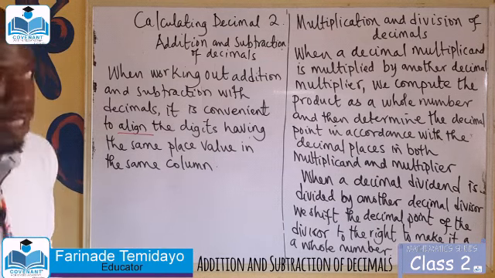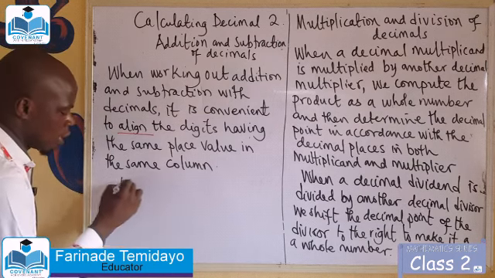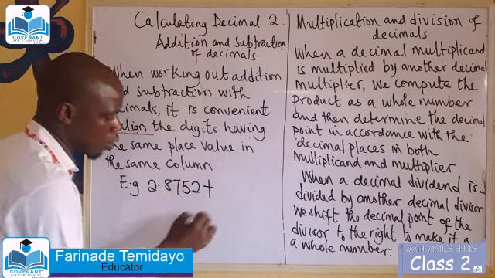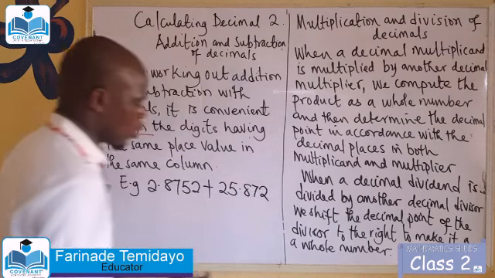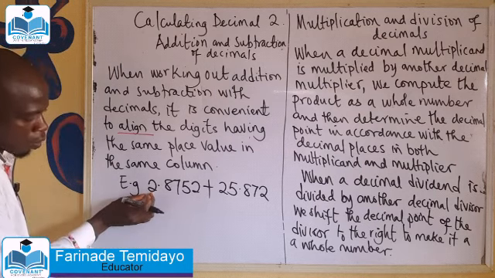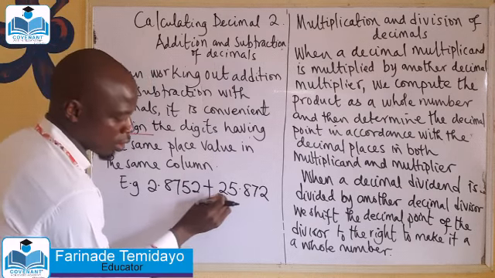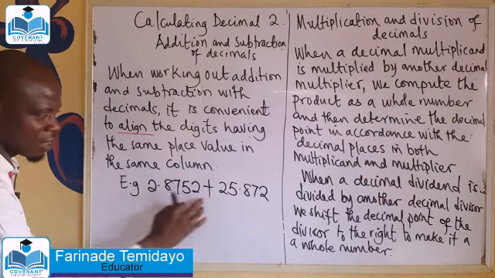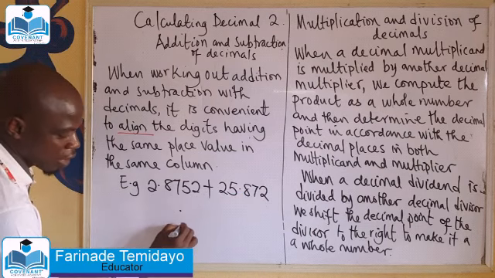Now, when you are given your exercise under addition and subtraction of decimals, for example, you have 2.8752 plus 25.872. Now, for you to add these numbers, you can see that in the first number, the whole number part is just units. And in the second number, the whole number part is tens and units. So for you to add these numbers conveniently, you have to align the decimal point. That means I'm having two decimal points here. This is the first decimal point and this is the second decimal point.